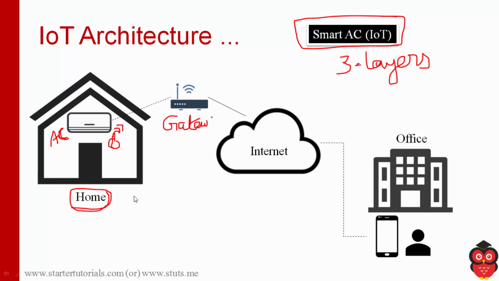So actually this gateway or router will be inside the house, but for clarity I have placed this router outside the house. Actually this will be inside the house. Okay, right. So the temperature data will be sent through the gateway. From the gateway the data reaches the internet, and from the internet the data reaches the mobile phone.